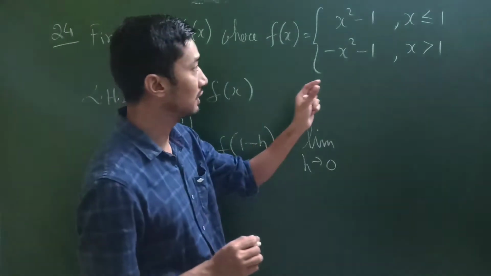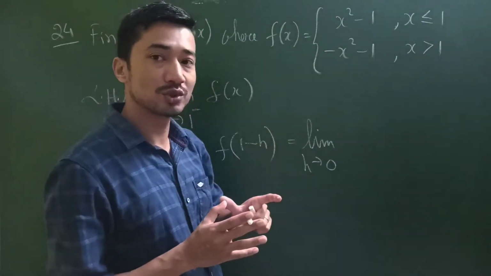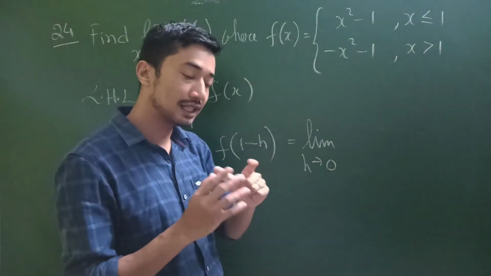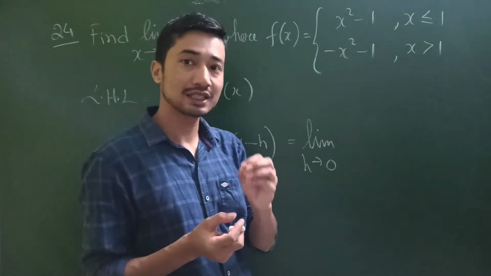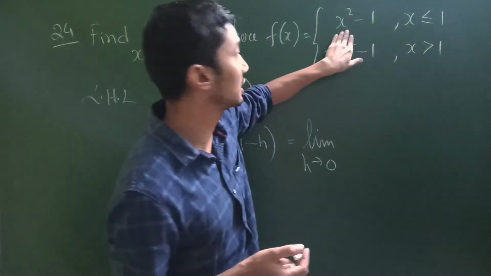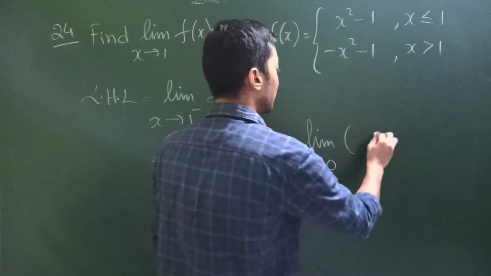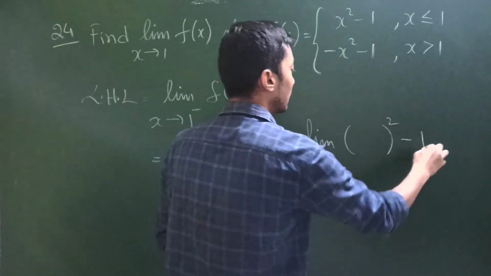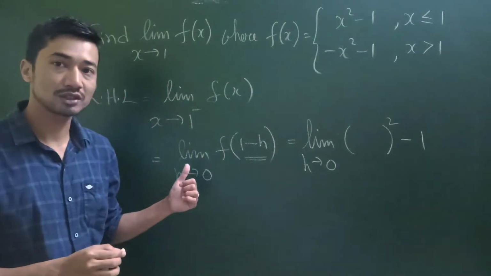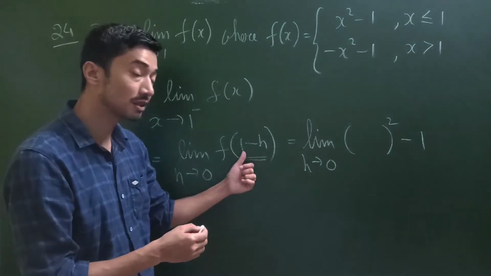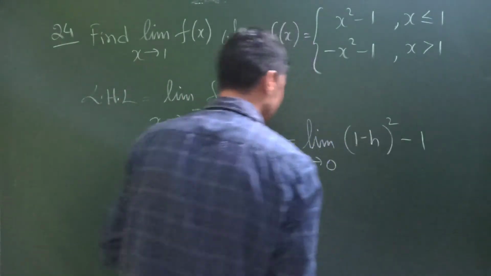Looking at the function given to us, the function we choose when x is slightly less than 1 is x square minus 1. But the function is not in terms of x, it is in terms of 1 minus h. So we will replace x with 1 minus h.